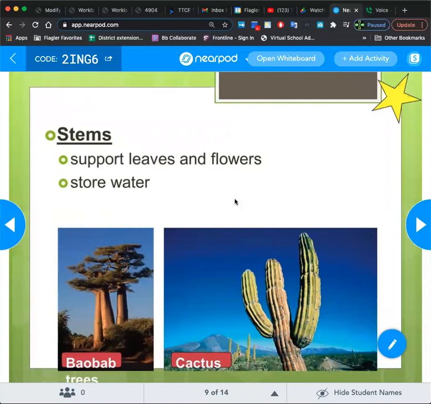Stems, not too much to talk about here. They support leaves, support flowers, and store water. A cactus is basically like a giant stem, and the needles are modified leaves. So they don't really have leaves. The stem has basically been modified to do photosynthesis, and the leaves have just been adapted to be those needles.